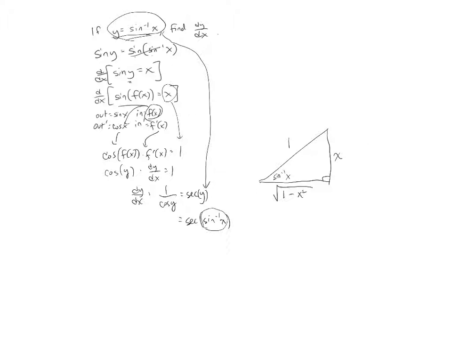And then I want to find the secant of that. Well, secant is hypotenuse over adjacent because it's the reciprocal of cosine. So the secant of the inverse sine here would be 1 over the square root of 1 minus x squared. And that is the derivative of inverse sine. You'll need to write that down because you're going to need to memorize it. Now I'm going to do the derivative of inverse cosine as well so you can see what that looks like.